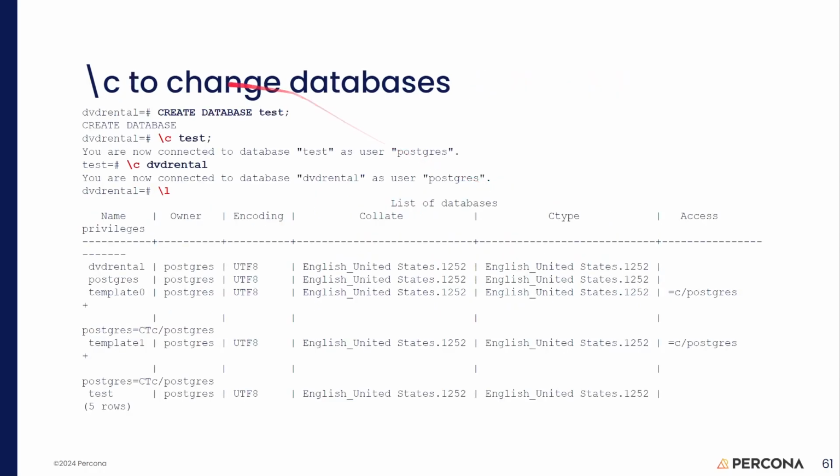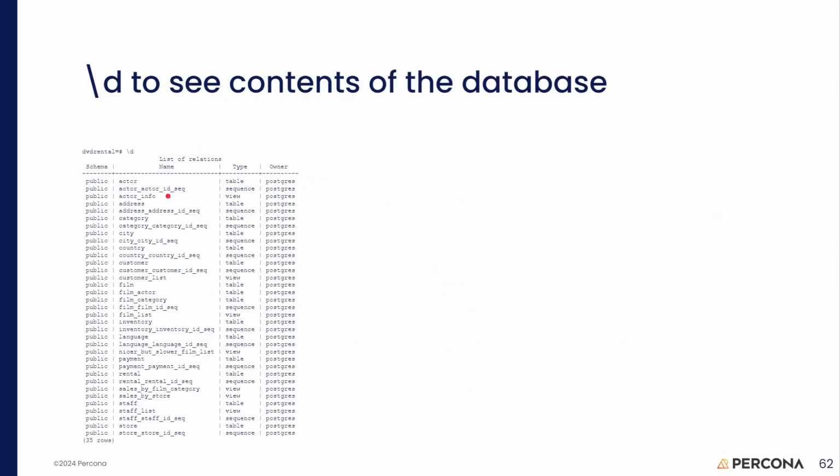As you saw earlier, you can do \c to change databases. Forgive me for repeating this, but I'm trying to lump together some of the similar commands. So \c to change databases, \l to list databases. Now, if you type in \d, you're going to see a lot of different information. If you type in \dt, you're going to see just tables, \ds sequences, \dv views, \du for users. But if you type in just \d, you'll see all the contents of the database.